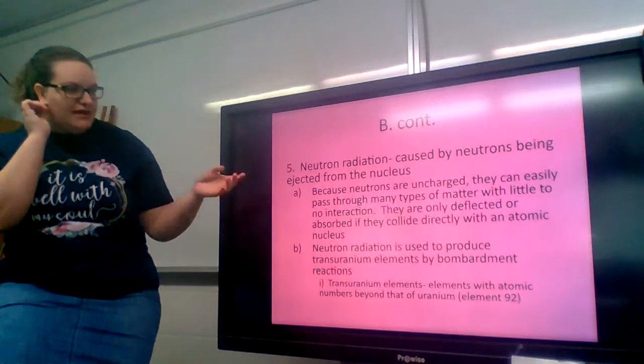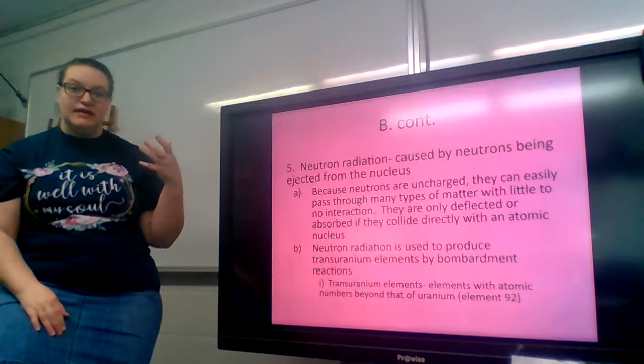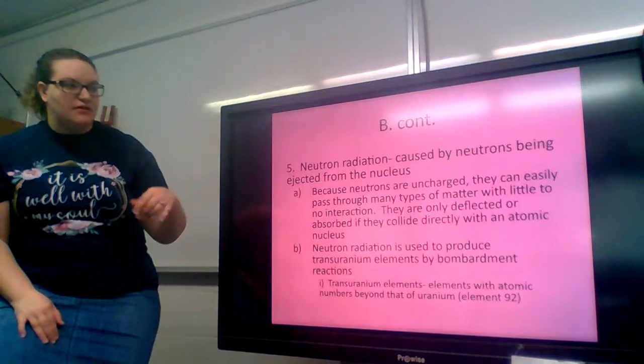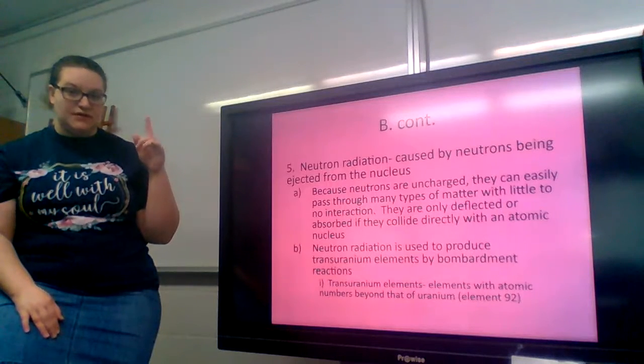So neutron radiation is caused by neutrons being ejected from the nucleus, okay? It does happen. Neutrons can be kicked out by themselves. Because neutrons are uncharged, when they are kicked out, they're not changed, okay? That's something to keep in mind.